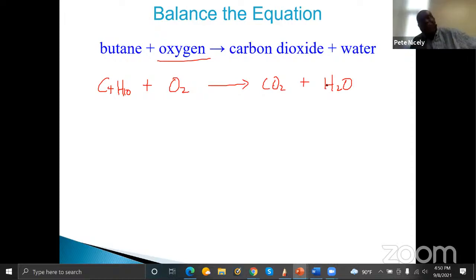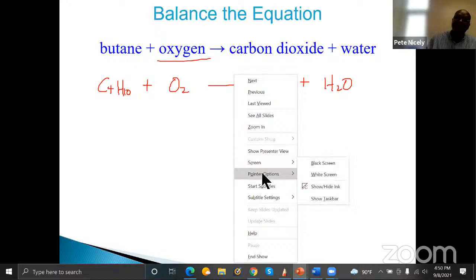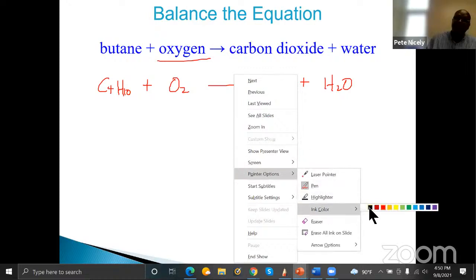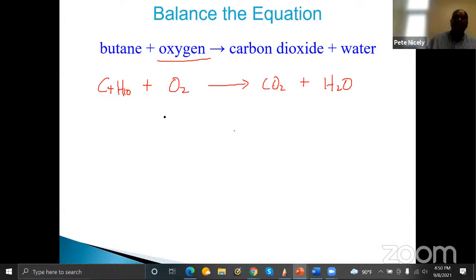So I'm going to turn it over to you guys. So how would you go about balancing this equation? What would be the first thing that you would do? Anybody?